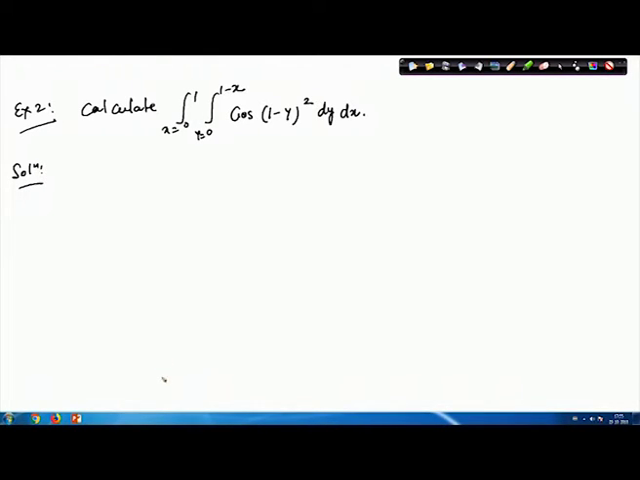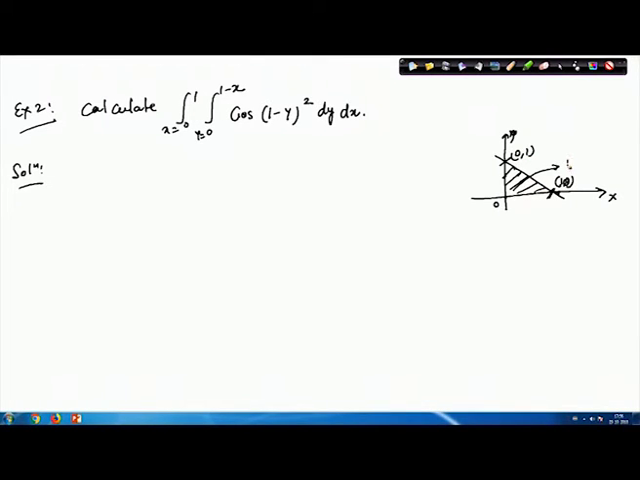So now solution. First of all, let us draw this region. Here our x is running from 0 to 1 and y is running from 0 to 1 minus x. So it's basically a straight line, x plus y equals to 1. So let us draw that line. So this is that point of intersection, 1 1, 1 0, and this is 0 1. All right.